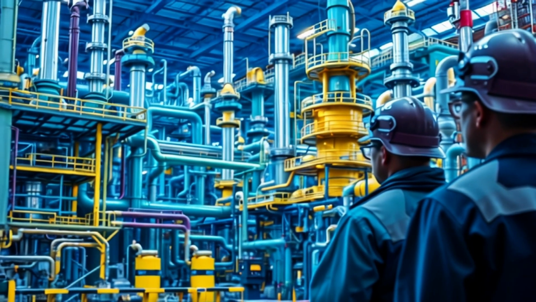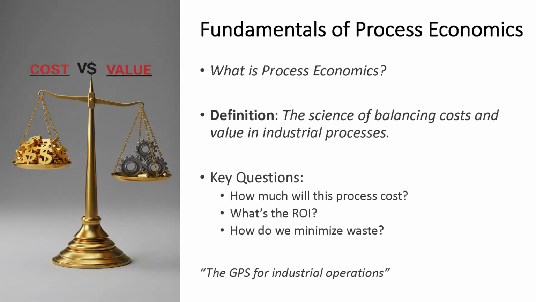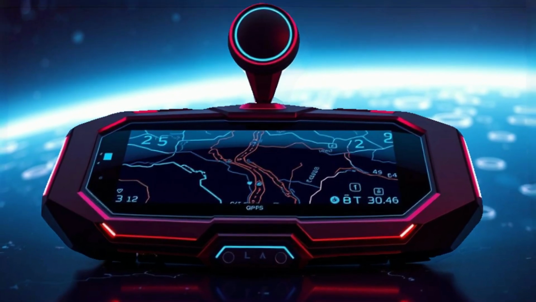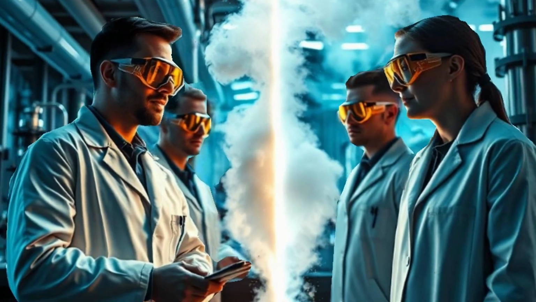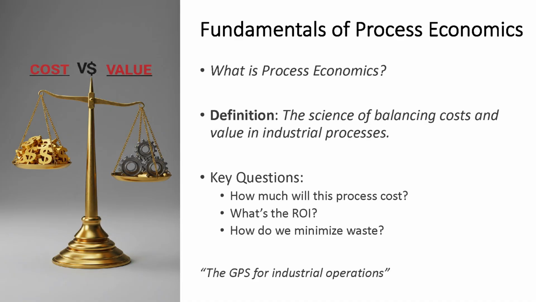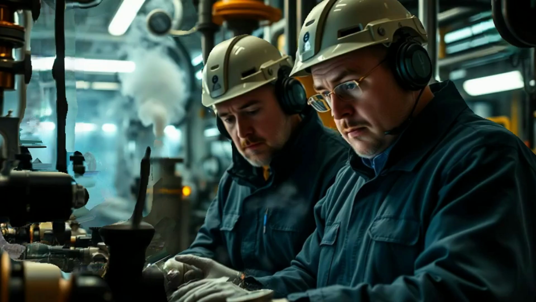Imagine you're designing a new production line. You could choose the cheapest materials, but what if they wear out quickly, leading to higher maintenance costs? Or you might invest in expensive automation upfront to slash labor expenses over time. Process economics acts like a GPS for industrial operations, guiding teams to the optimal path where costs and value intersect. This isn't just theory, it's practical. For example, a factory might use these principles to decide whether repairing old machinery or buying new equipment delivers better long-term value. Every choice is a calculated trade-off.